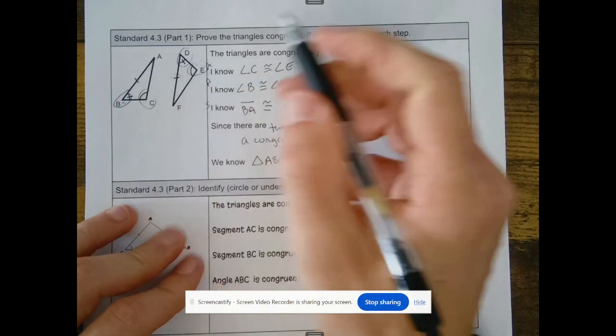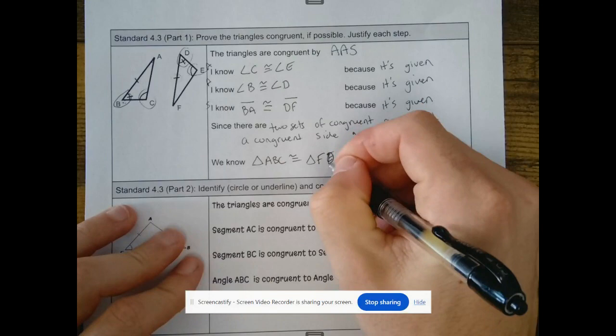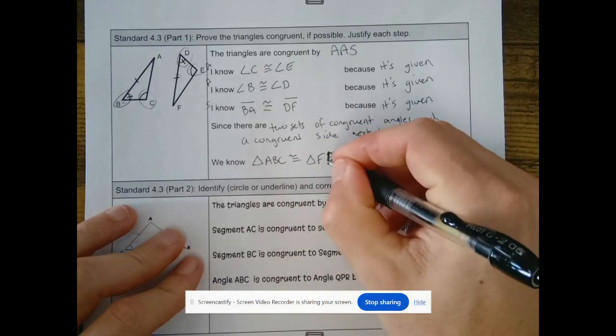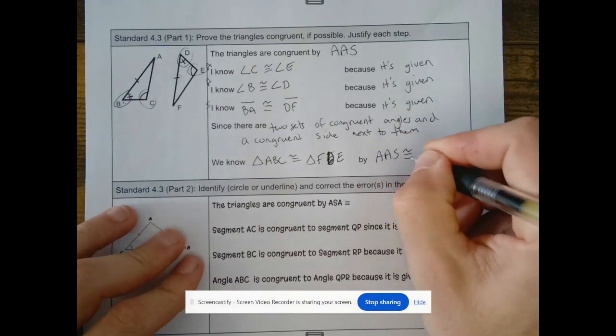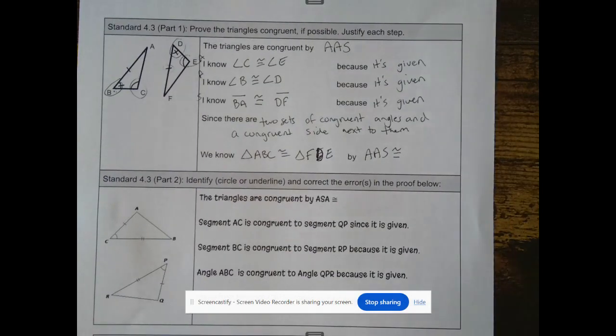Oh, sorry, got that wrong. B goes with D. Apologies. So that should be FD. And then C matches up with E. So it should be FDE by angle, angle, side congruence. All right, that's step one. Great. Let's move on and look at part two.